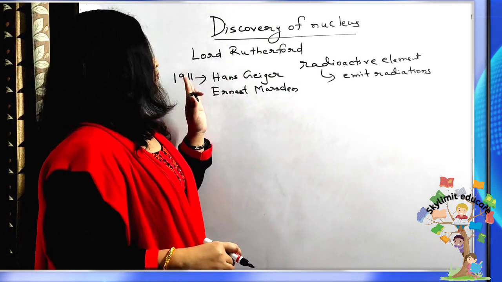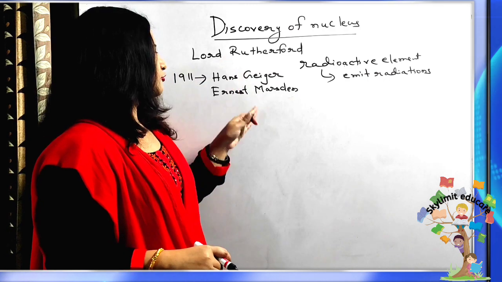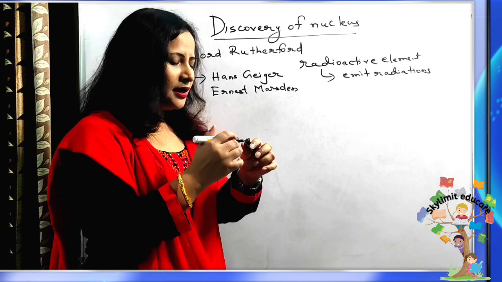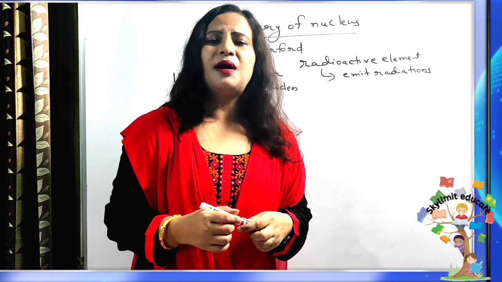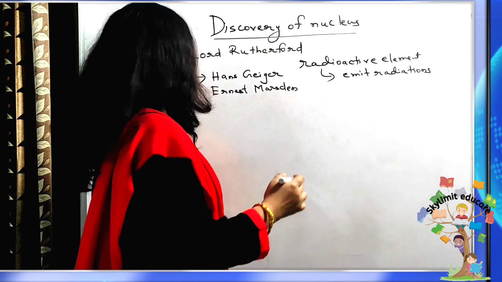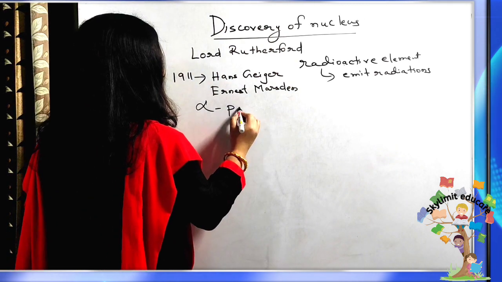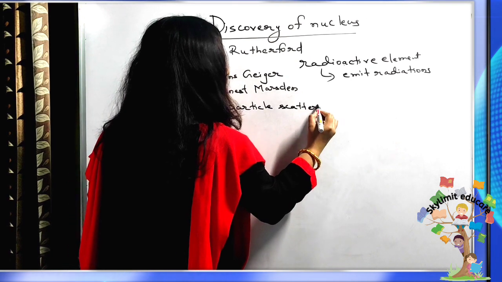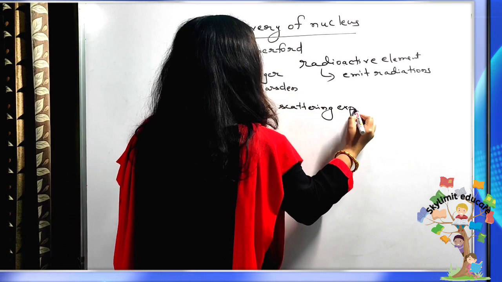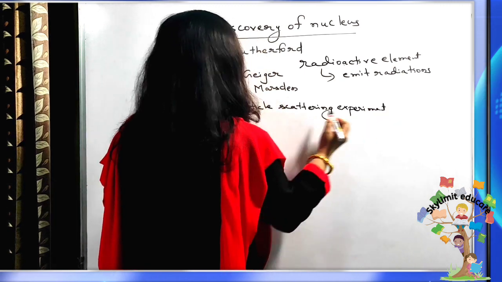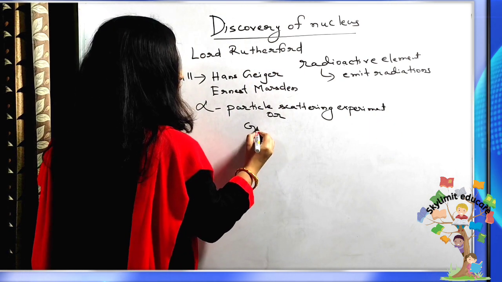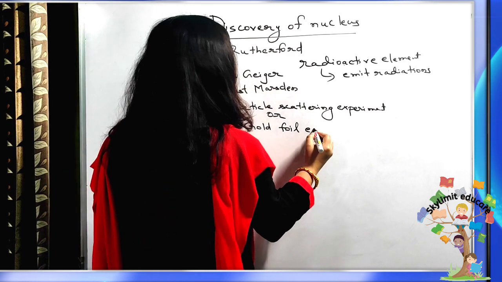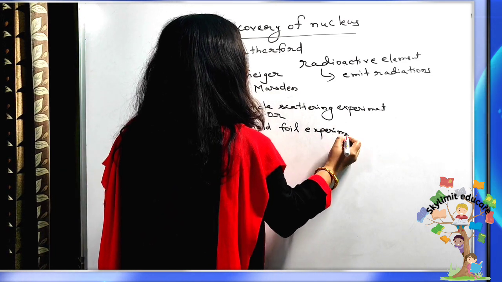Under the guidance of Lord Rutherford, the two students, Hans Geiger and Ernest Marsden, performed this alpha particle scattering experiment. The name of the experiment is the alpha particle scattering experiment, or it is also called the gold foil experiment, because gold foil, a very thin sheet of gold, was used to perform this experiment.